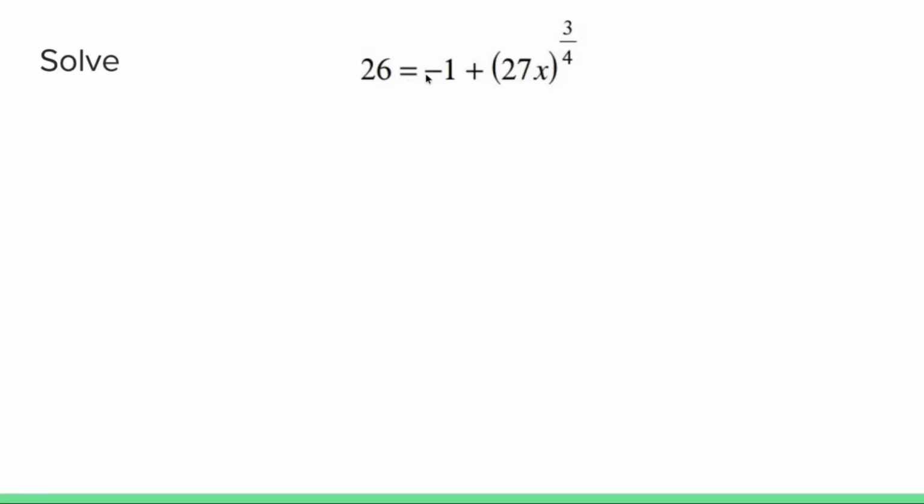Solve 26 equals -1 plus 27 x to the 3/4 power. Let's add 1 to both sides. So you get 27 equals 27 times x in parentheses to the 3/4 power. Now, that 27 and that 27, oh so tempting, but that's not what we're going to do.